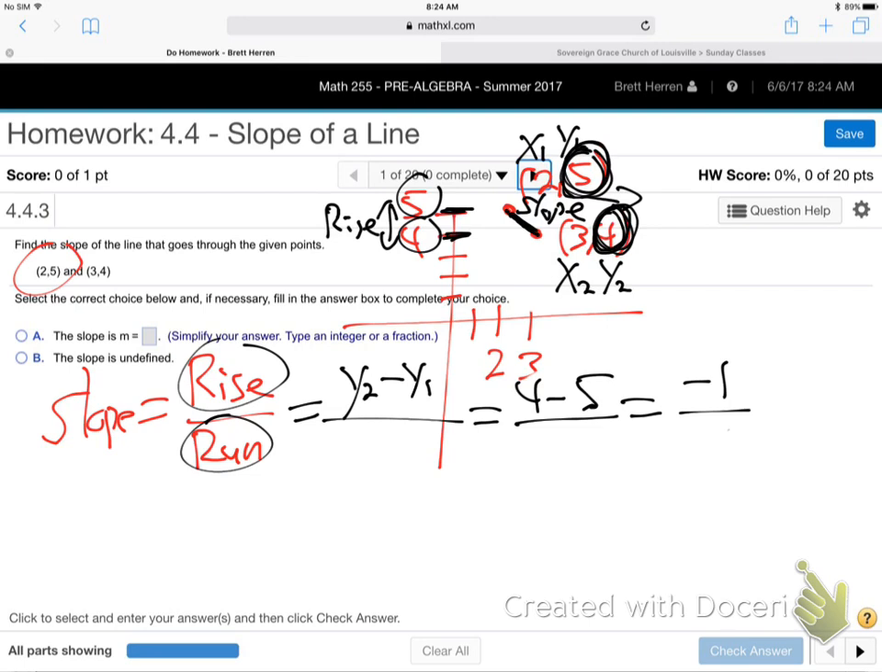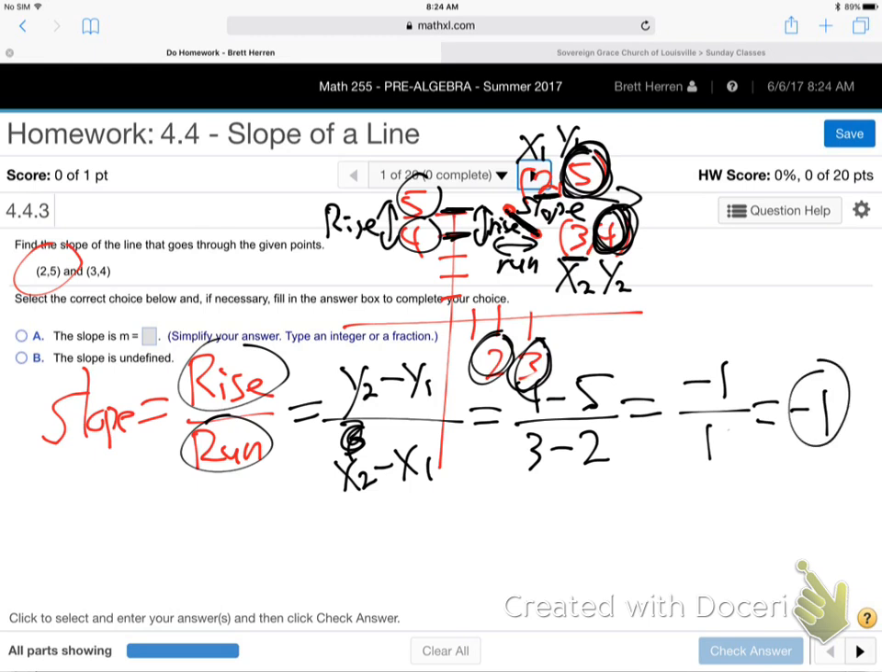Now, what about the run? Well, it goes from 2 to 3. The sideways movement, the run. This is the run. This is the rise. So the run, the sideways movement, what's that? How do you find out how sideways? Well, 3 minus 2, which is x2 minus x1. You subtract the two x values, don't you? That's how you get how far sideways it goes. You subtract the two x values of those 2 points. Does that make sense? So that's 1. 3 minus 2 is 1. Simplify that fraction, it's just negative 1.